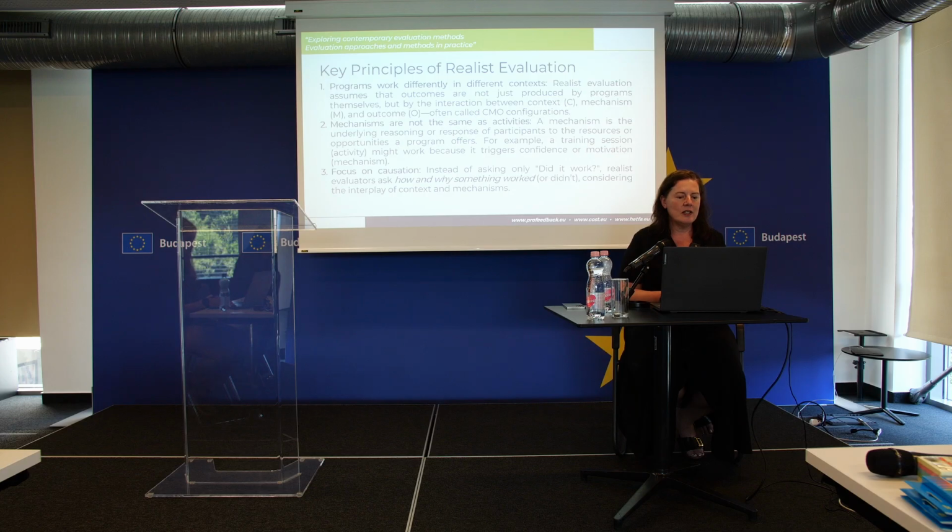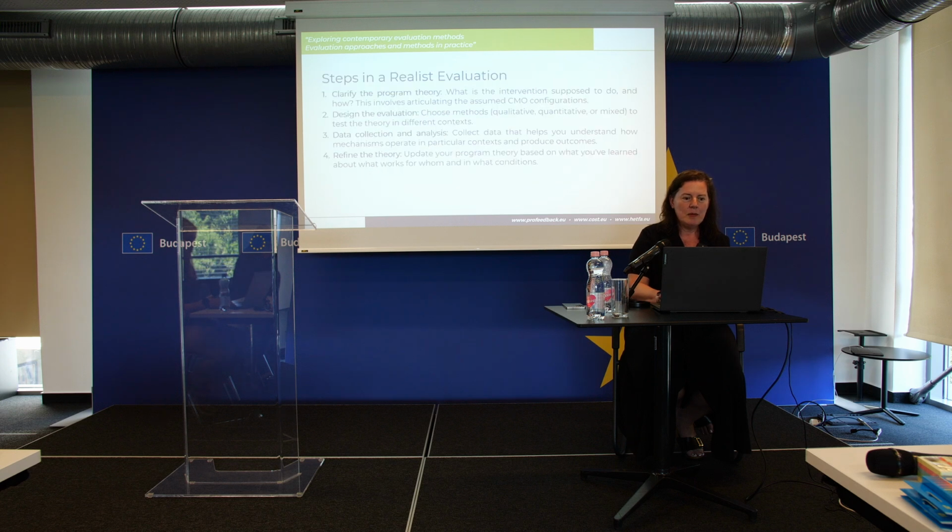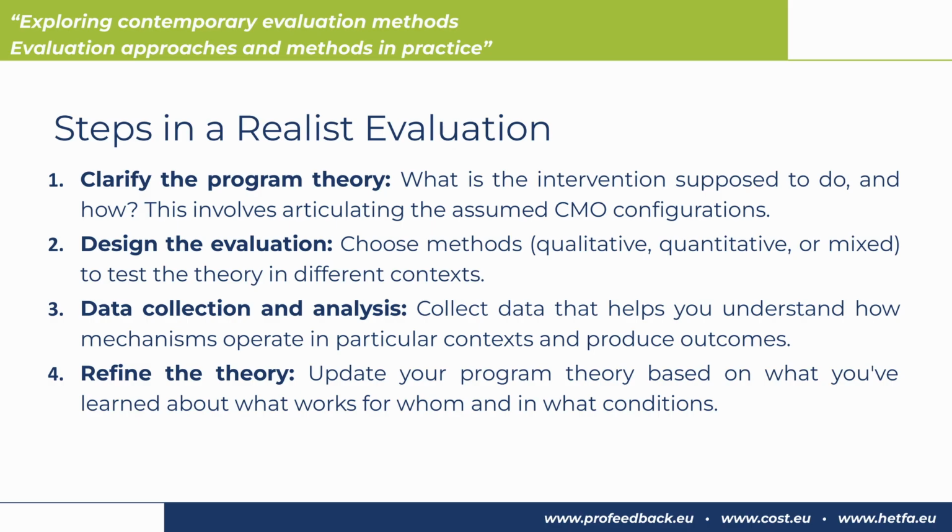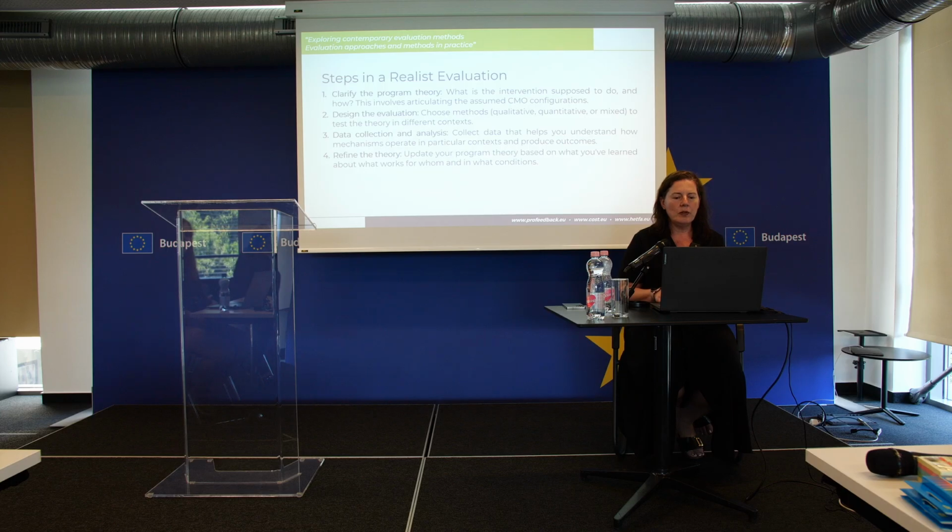And for evaluators, it's not uncommon to talk about evaluation anxiety. It's a topic for research as well, if you're interested. Steps in realist evaluation: clarify the program theory. What is the intervention supposed to do and how? This involves articulating the assumed CMO configurations. Design the evaluation, choosing methods, qualitative, quantitative, or mixed, to test the theory in different contexts. Then the third step is to collect data and analyze it, which helps to understand how the mechanisms operate in particular contexts and produce their outcomes, and refine the theory. Update your program theory based on what you have learned about what works, for whom, and in what conditions.